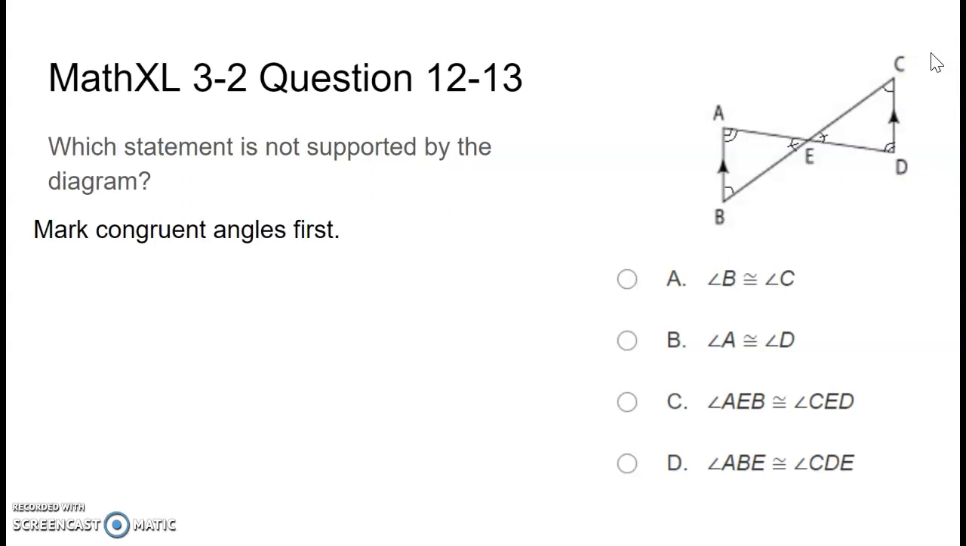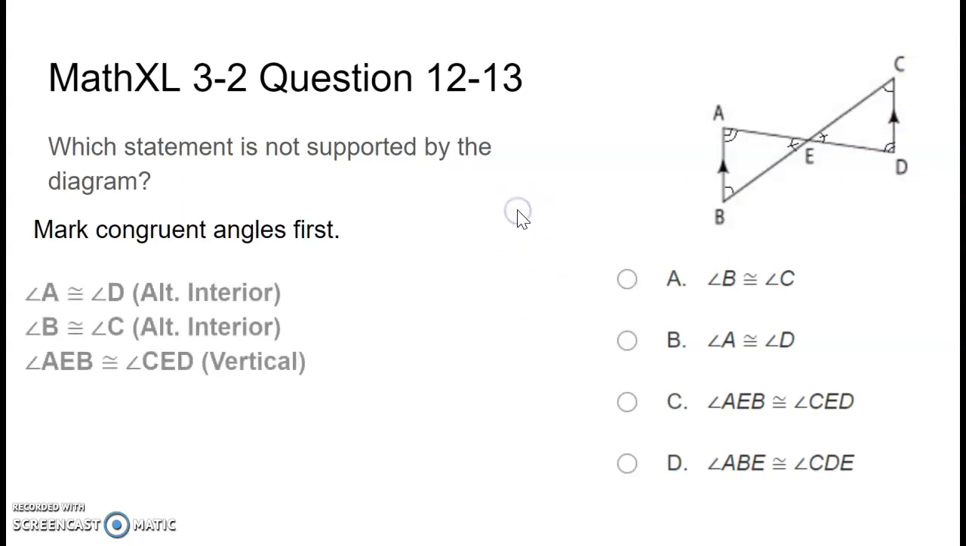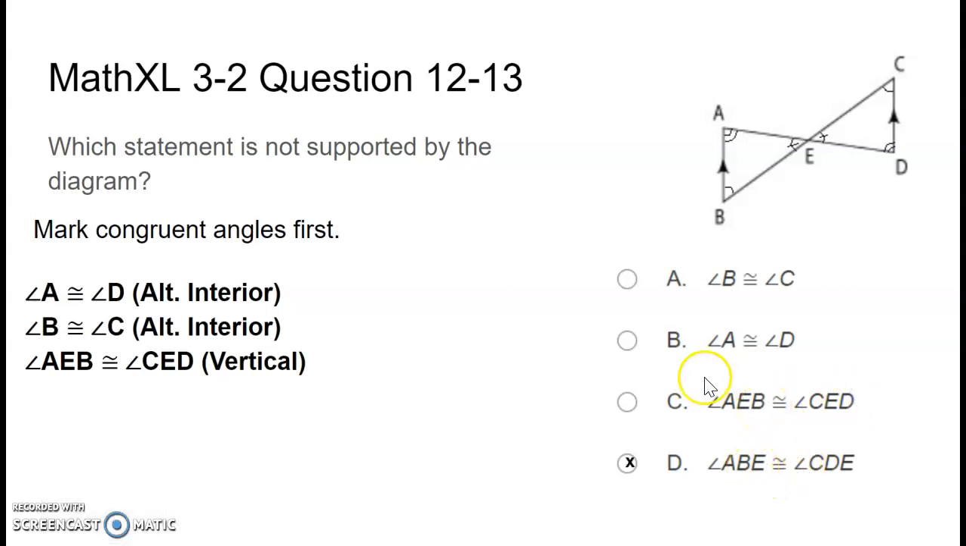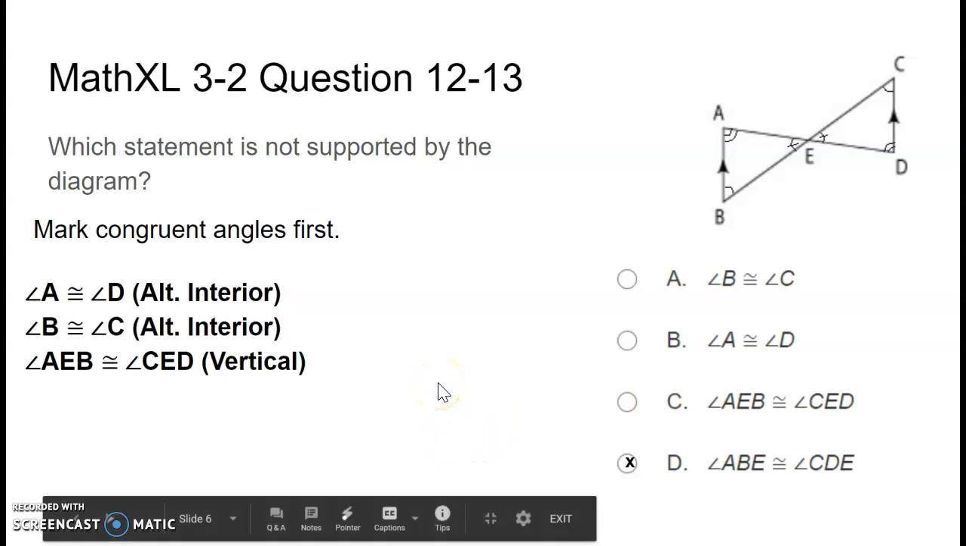Now, breaking it down, what do we know? A is congruent to D, B is congruent to C, and AEB is congruent to CED. So you're looking at this and say B is congruent to C, oh, that's there. A is congruent to D, that's there, and AEB is congruent to CED. The only one that's not supported is option D, and that's our answer. Okay?